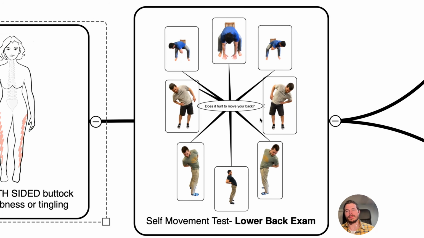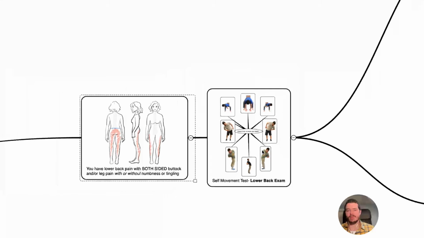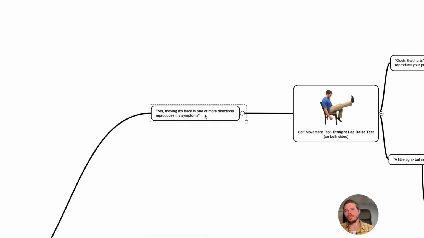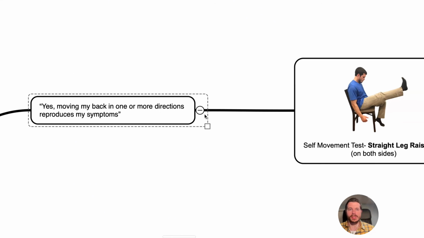And this is sort of like a clock. Right? So you're going forward, you're going backwards, right, left, and you're going some in-betweens. You're really trying to move the spine in many different directions to verify that it is or is not part of the issue. And so most of you will say, yes, moving my back in one or more directions does reproduce my symptoms.